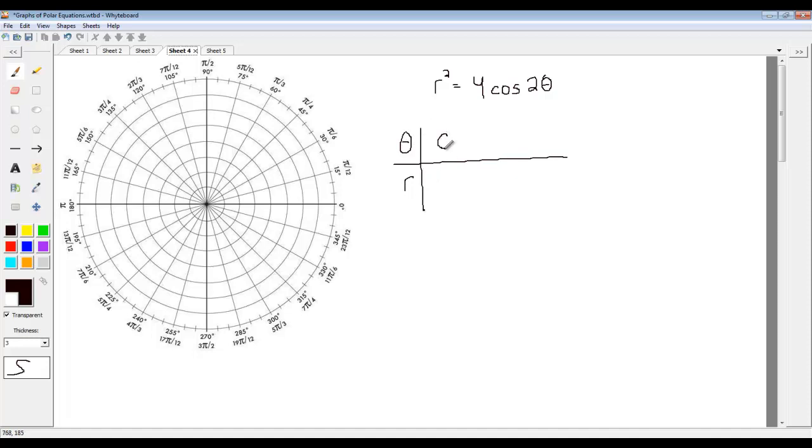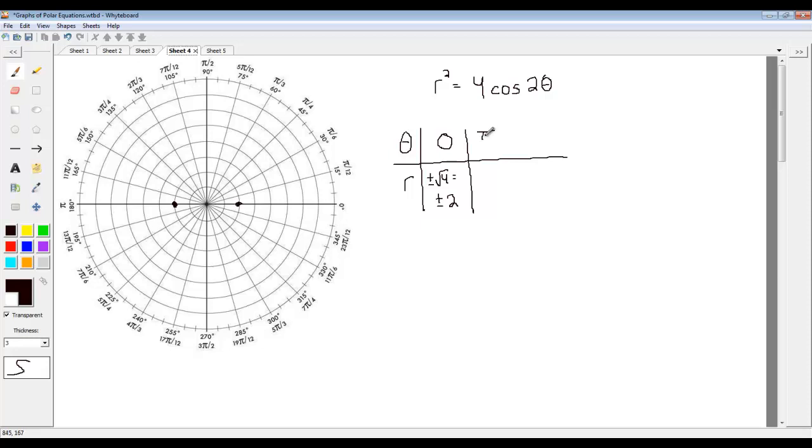Let's see if theta is 0. You got cosine 0 is 1 times 4 is 4. But that means r squared is 4. So for r, we got plus or minus the square root of 4, which will be plus or minus 2. So at theta is 0, we've got not only positive 2, but negative 2. See that? Whatever this is, the square root of it is going to show you the tips of the lemniscate, the propellers, or whatever. Flower petals, whatever you want to call them.